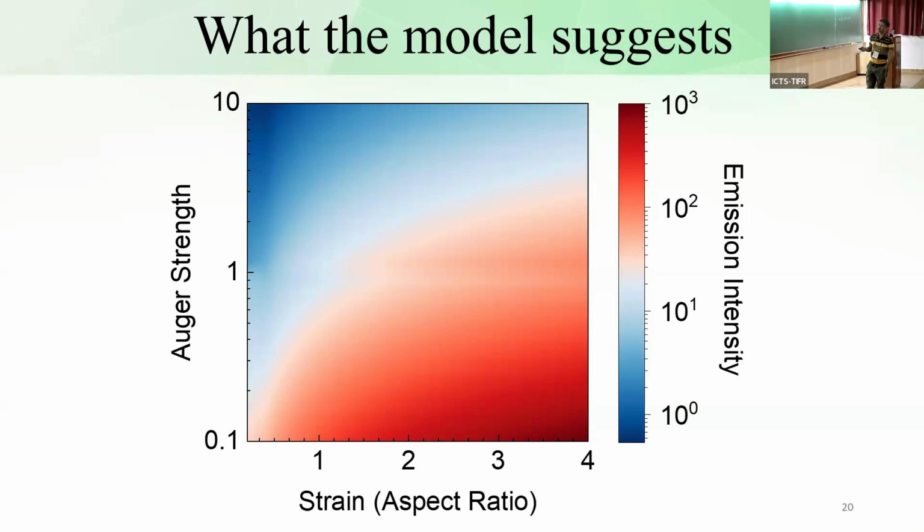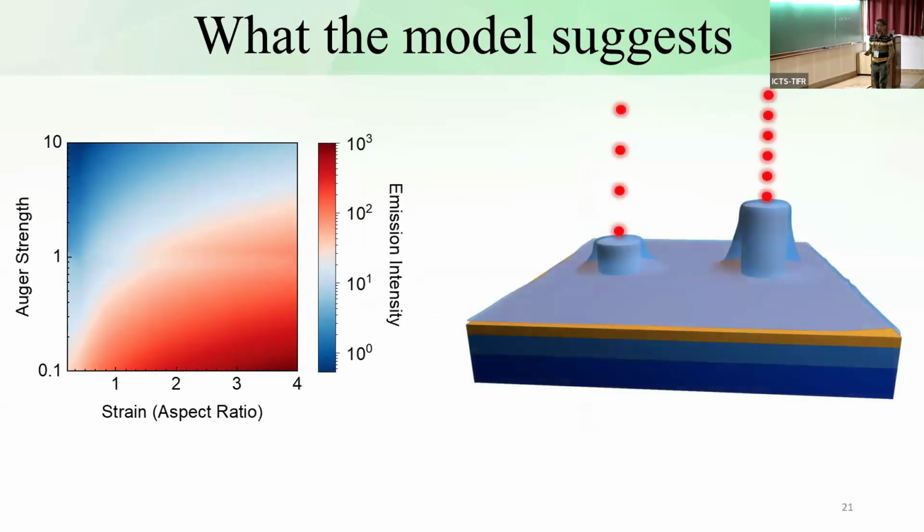So we would like to say, however, at the same time, if you can reduce Auger through some other mechanism, that's also going to be very useful. So we would prefer to have this in the high strain regime. Let us see how we try to do that.